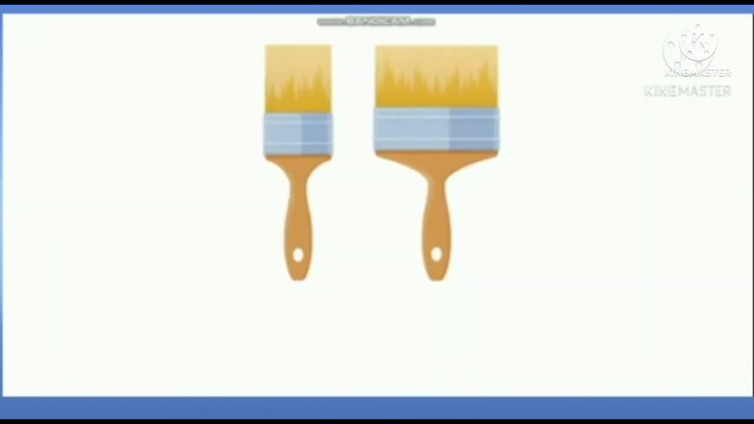Now look at one more example of wider and narrow. Now let's see the paintbrush. Can you tell me which one is wider and which one is narrow? Now students, look at the left side, the paintbrush is wider and on the right side the paintbrush is narrow. Good job.